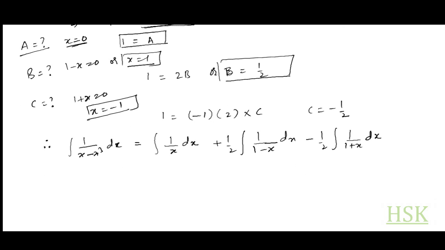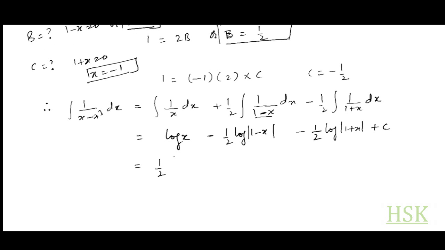So integration of 1 upon x is equal to log x straight away. This is going to become minus 1 upon 2 times log of 1 minus x. The integration of this would be the integration of 1 upon x, but because x has a coefficient of minus 1, the minus sign is going to multiply here. Similarly, this is going to become minus 1 upon 2 log of 1 plus x plus c.